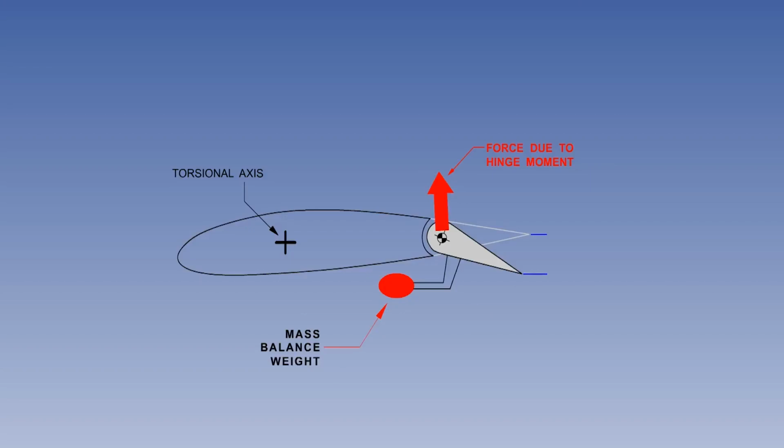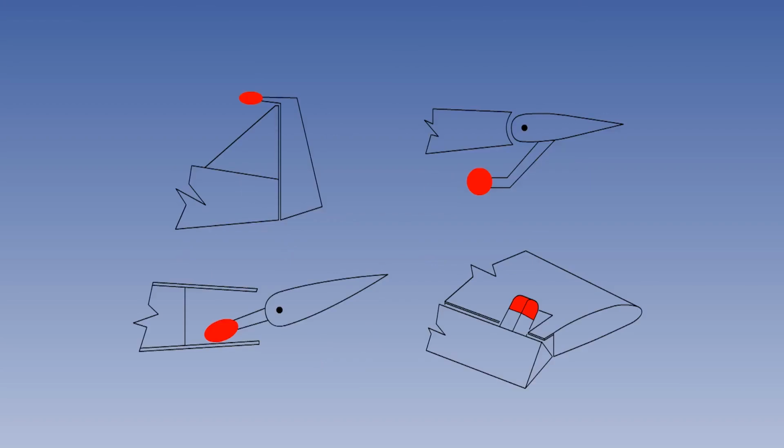To minimize the size of the mass balance weight, the weight is sometimes mounted on an arm, as illustrated. When possible, the mass balance weight is mounted inside the aircraft structure to minimize drag. If possible, the presence and security of mass balance weights should be checked during the pre-flight walk-round.